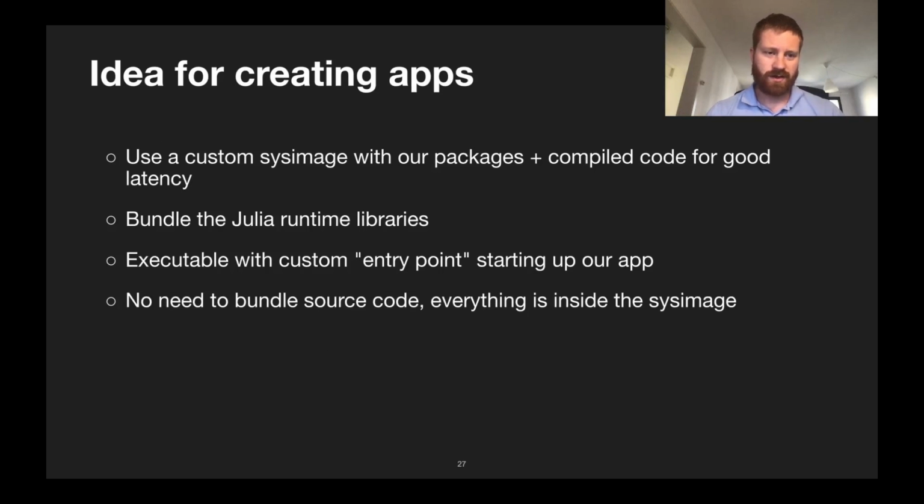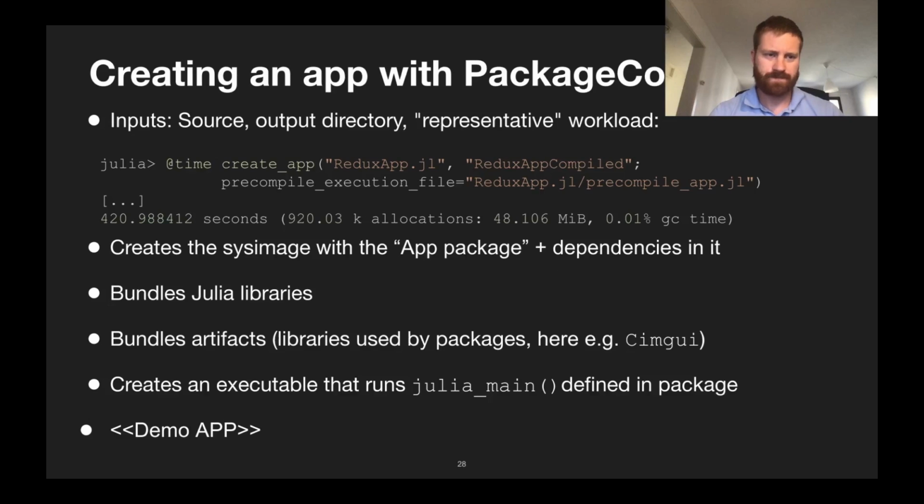So one idea for creating an app is that we use a custom sysimage with our own packages and compiled code, so we get good latency, just like Julia itself. We bring the Julia runtime libraries with us. Then we have an executable that instead of starting the Julia REPL, has custom entry points that start our own app instead. And then we also don't need to bundle any source code since everything is already stored inside the sysimage.